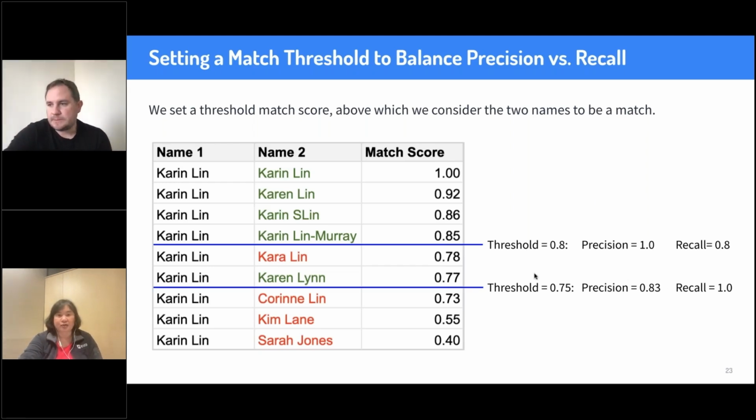You can see that if I choose a threshold of 0.8, I have no false positives, but I have 1 false negative. So my precision is perfect at 1.0 and my recall is 0.8. Now, if I really don't want to miss that Karen Lynn down there, that false negative, I could lower my threshold to 0.75. Then I'd pick up all the versions of my name for a recall of 1.0, but I'd have one false positive, this Kara Lynn, giving me a precision of 0.83. So you can see how you might use the threshold to configure a system to best serve your use case.